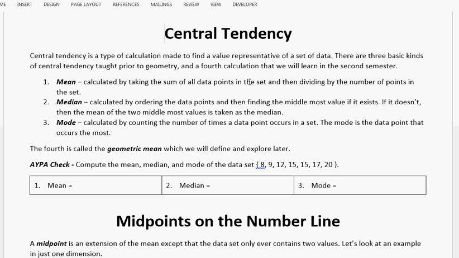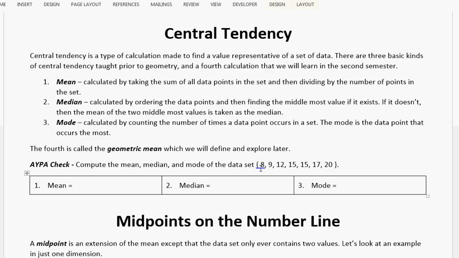One of the ways that we can do that is by one of the three basic calculations: mean, median, or mode. There's a fourth called geometric mean that we will explore later in the class, second semester, I think. Well, first of all, the mean is calculated by taking the sum of all the data points in the set and dividing by the number of points in the set. So I would want to add 8 plus 9 plus 12 plus 15 plus 15 plus 17 plus 20, and then divide by 1, 2, 3, 4, 5, 6, 7 points. So whatever that sum is divided by 7 is the mean.